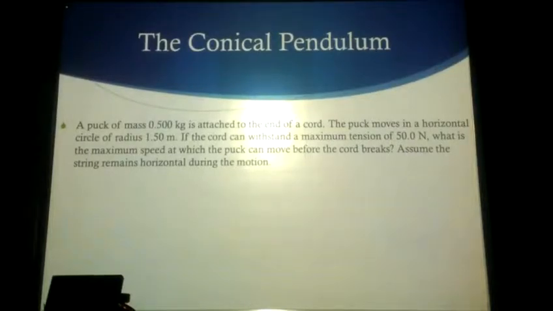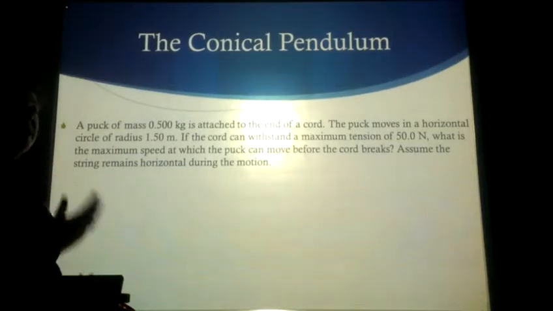Okay, so let's try another type of conical pendulum problem. I could ask you that a puck of mass 0.500 kilograms is attached to the end of a cord. The puck moves in a horizontal circle of radius 1.50 meters. If the cord can withstand a maximum tension of 50 newtons, what is the maximum speed at which the puck can move before the cord breaks? And let's assume that the string remains horizontal during the motion.